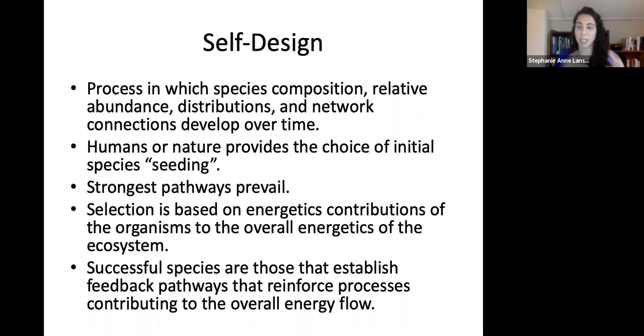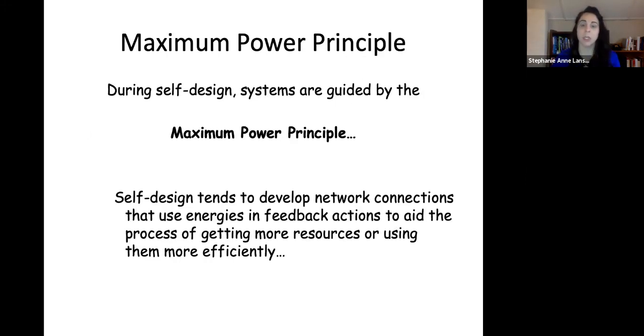system. So the successful species, the ones that are going to take off and really contribute to that species richness, are those that establish feedback pathways that reinforce processes contributing to the overall energy flow within the system. So during self-design, these base systems, basically ecosystems as they develop, as they're restored, as we form them, are guided by this maximum power principle. And what that means is that ecosystems in self-design tend to develop network connections that use energy and feedback actions to aid the process of getting more resource or using them more efficiently.